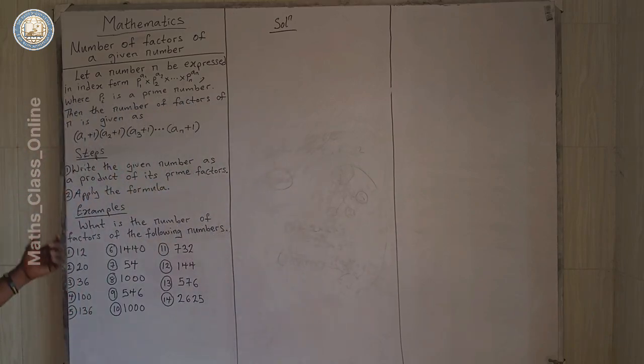Steps. The first step is to write the given number as a product of its prime factors. Second, apply the formula. Examples.